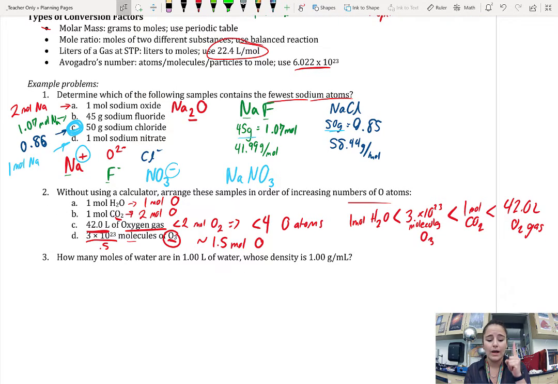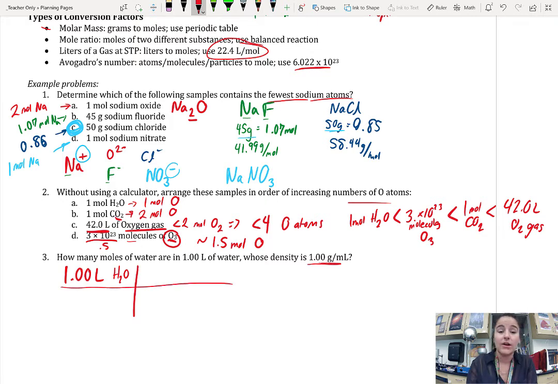How many moles of water are in 1 liter of water, whose density is 1 gram per milliliter? So this one, we're just going to set up a big old conversion problem. Okay, if we start with our known 1.00 liters of water, first I'm going to convert it to grams, okay, because I know I can get from grams to moles using the molar mass, but first I have to be in grams, okay, and I know that it is 1 gram per milliliter, so I need to convert from liters to milliliters. You guys should know that 1 liter is the same as 1,000 milliliters.